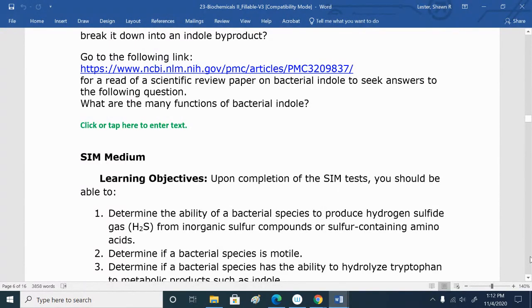Normally in lab, we use the SIM primarily for the hydrogen sulfide test, because that's one of the tests that we need to use to identify our unknowns. But you can use the SIM for indole and motility as well. But remember, it's an agar deep.